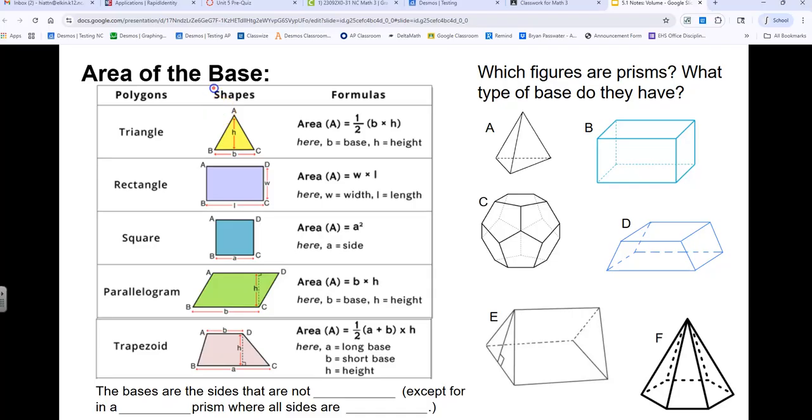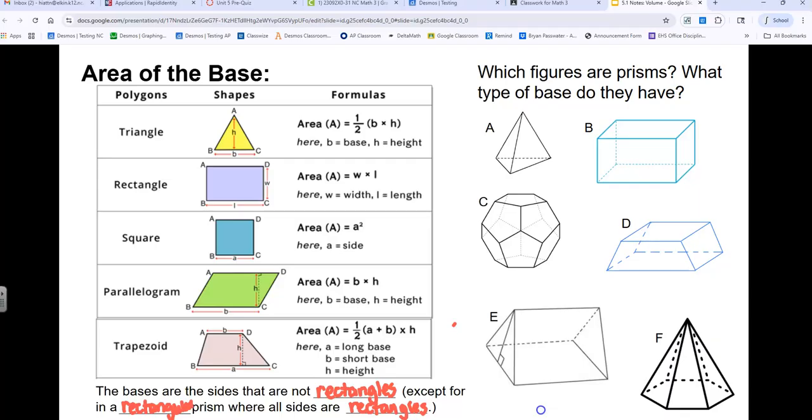So these are all built off of the area of the base. I didn't do a parallelogram one because although this is on here, I really haven't seen those much. The bases are the sides that are not rectangles, except for in a rectangular prism where all sides are rectangles. Okay, so one of the big things is making sure you're using the right formula. So you've got to know when you have a prism and when you don't.